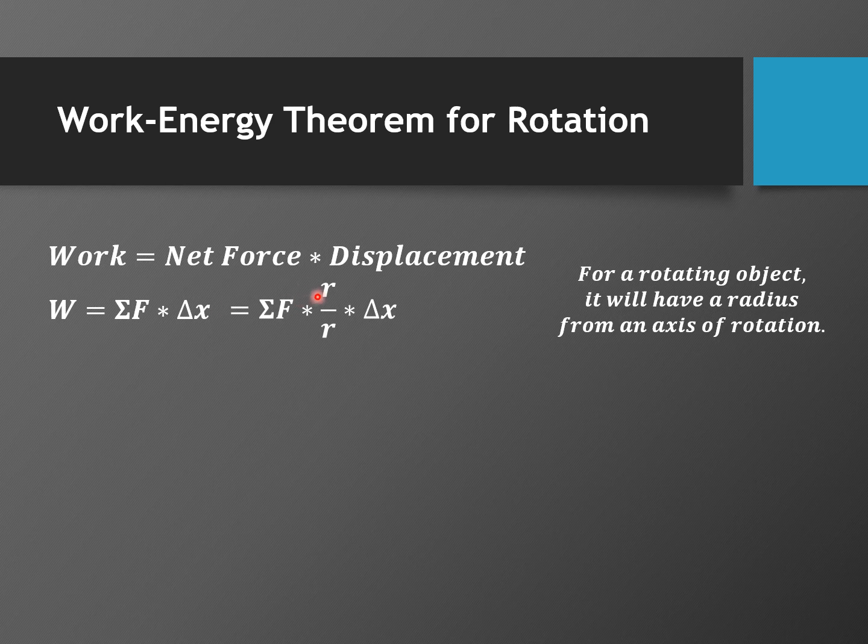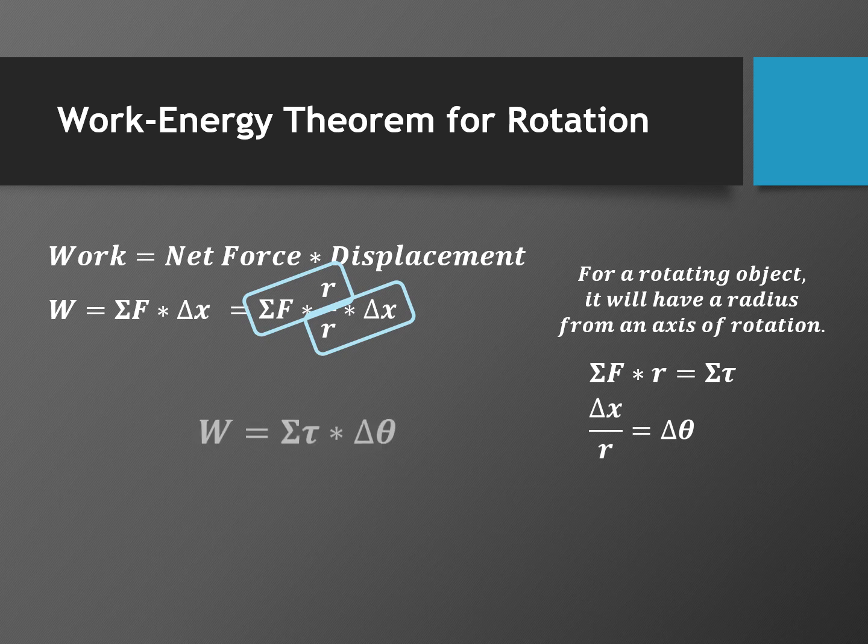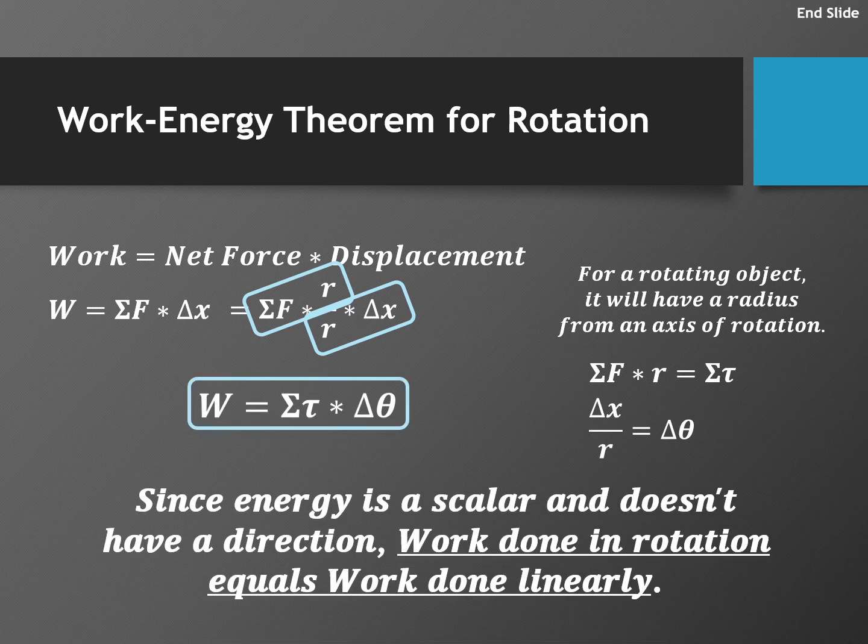And then if we multiply by that radius and then divide by radius, then what you see is that the displacement divided by that lever arm is actually going to give us the angular displacement. So the net force times radius gives me the net torque, and then we take the displacement and divide it by radius, that gives us angular displacement. So work is also going to be equal to net torque times angular displacement.